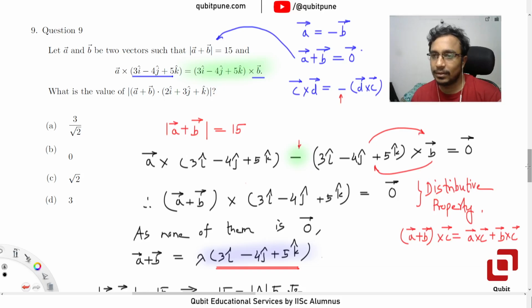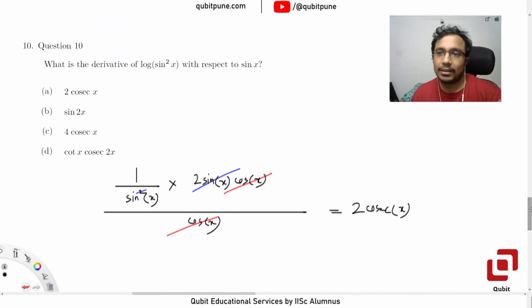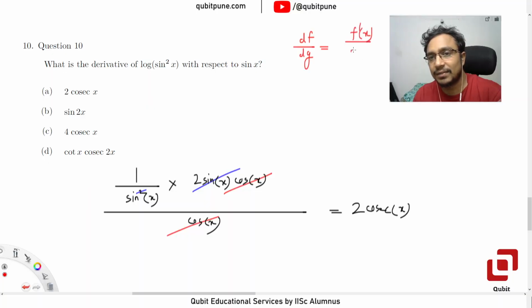No, sir. No? Okay. This is not even worth discussing because some of the CET questions are actually harder than this. What is the derivative of log of sin squared x with respect to sin x? Simple idea of parametric differentiation. Derivative of f with respect to g is f dash of x upon g dash.